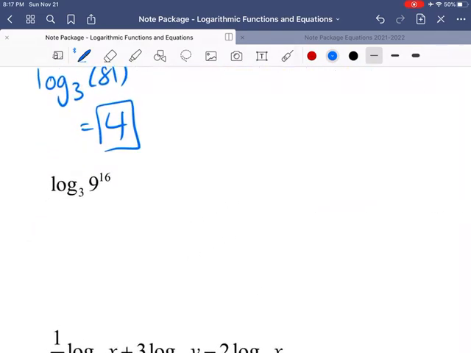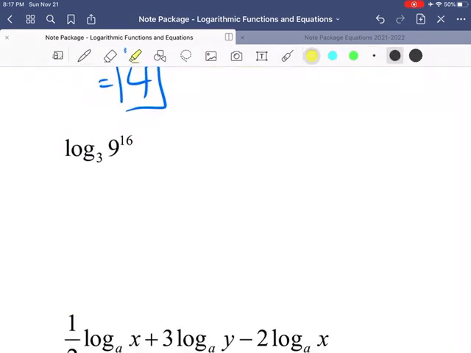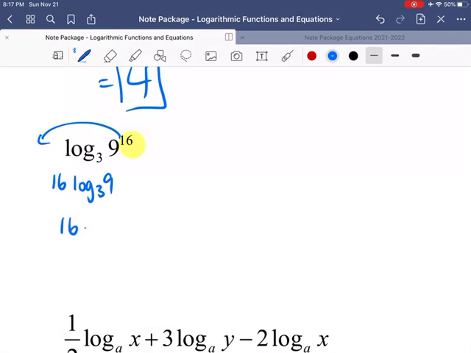Okay, this one we're doing logarithm of a power. So what we can do is bring that 16 to the front, and we're going to get 16 log 3 of 9. And log 3 of 9 will simplify to just 2. So this becomes 16 multiplied by 2, which gives us 32.